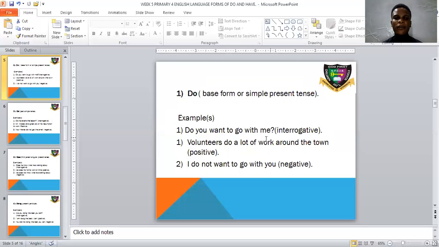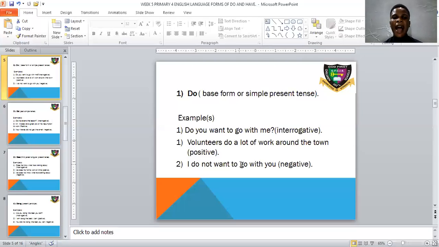Good. Now, the second one says, volunteers do a lot of work around the town. Positive. Volunteers do a lot of work around the town. The third one says, I do not want to go with you. Look at the second sentence there. It says, volunteers do a lot of work around the town. That is a positive sentence.